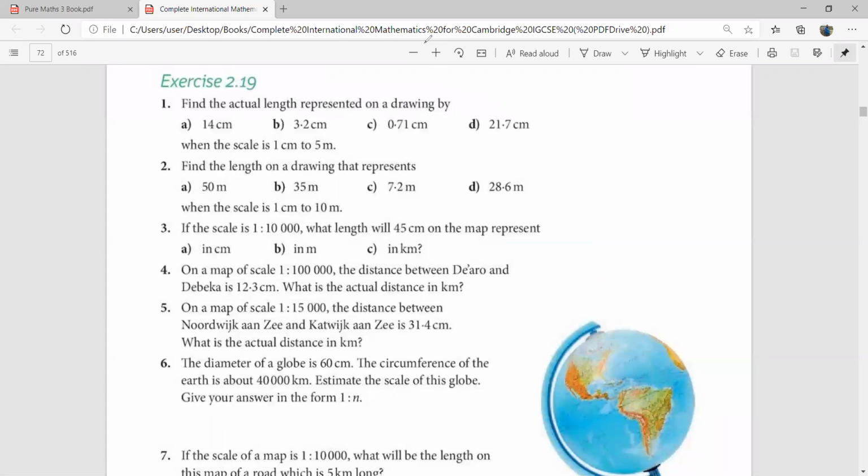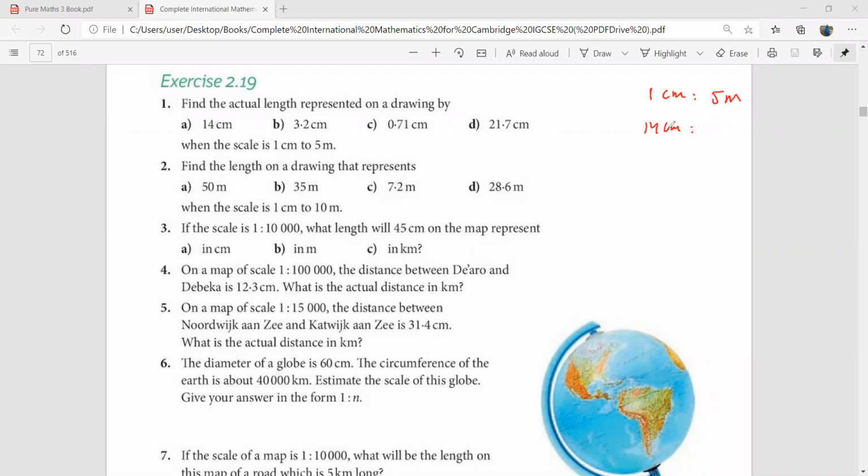Okay, it says find the actual length represented on a drawing by 14 centimeters when the scale is 1 centimeter to 5 meters. So this is your 1 centimeter to 5 meters. Now this is clearly 1 centimeter on the map and 5 meters there on the ground. So if you have 14 centimeters, we're going to simply multiply both the sides by 14. It is 1 cm, this is 5 meters.